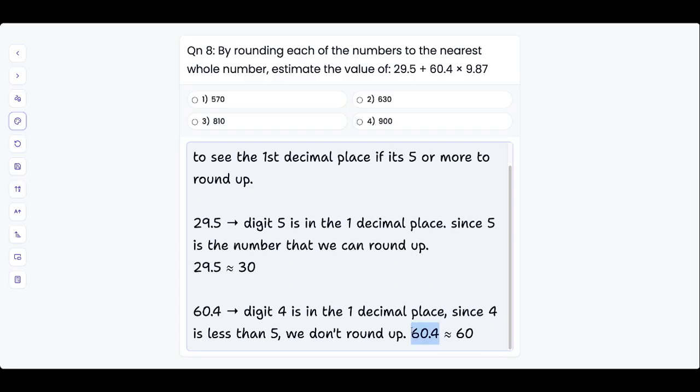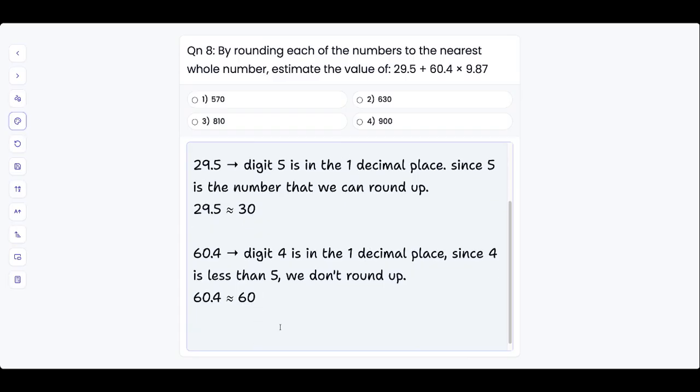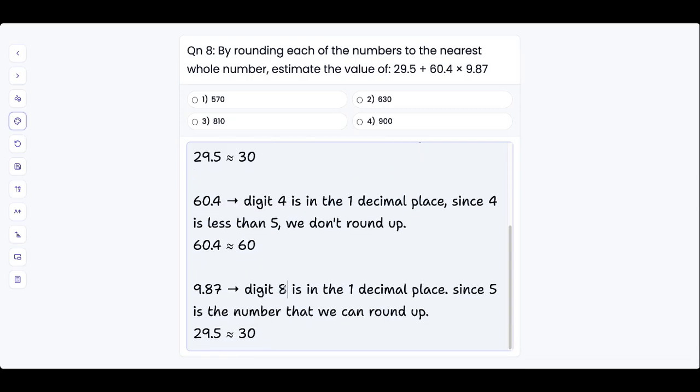All right, and then the last one we have is 9.87. Since digit 8 is in the one decimal place, and since 8 is more than 5, we round up. Therefore, 9.87 will round up to 10, as you see over here.